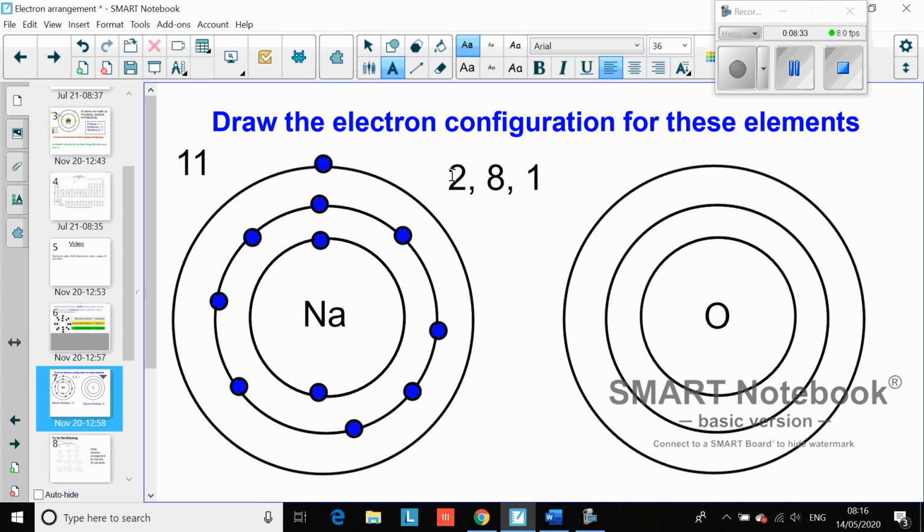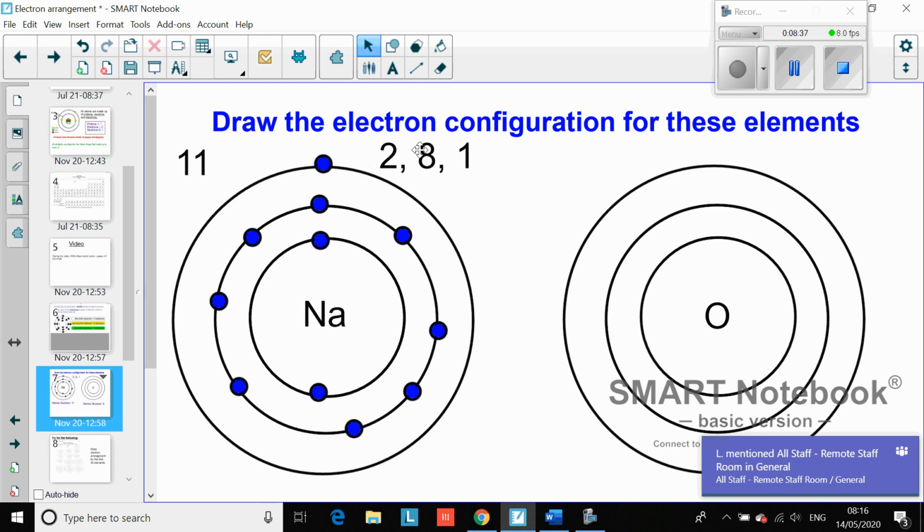Okay, so hopefully that makes sense to you. Okay, that's an example there for you. So what I'm going to get you to do is draw the electron configuration for the first 20 elements. And it's got to look something like this. Okay, sodium is in there as well, so you've already done that one.